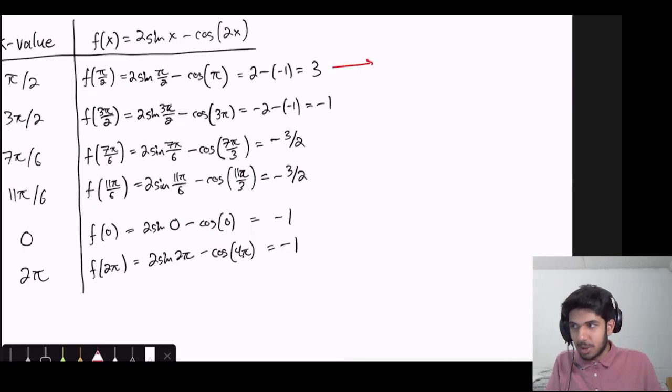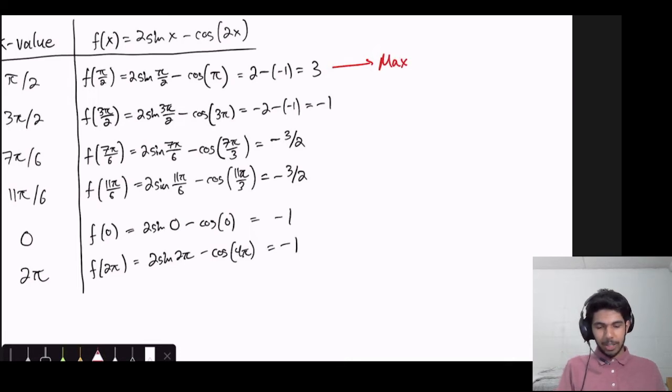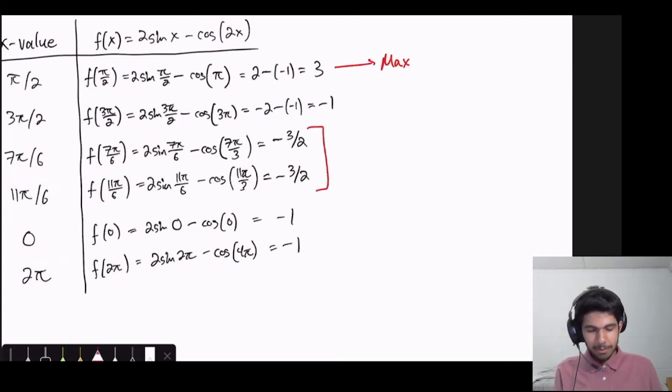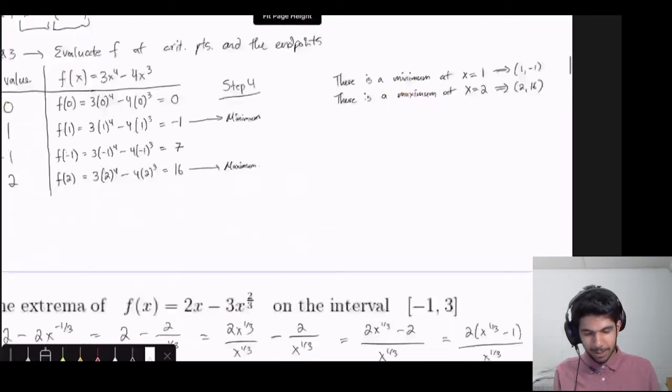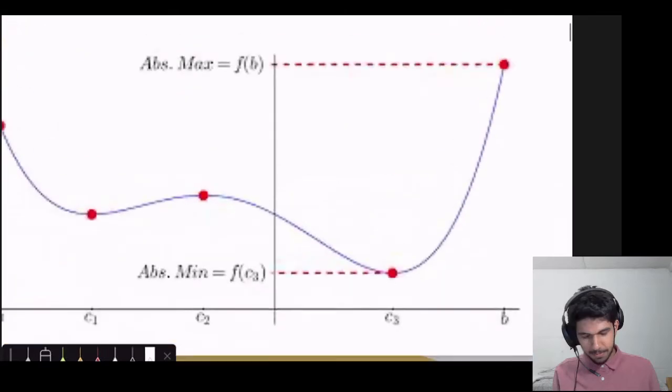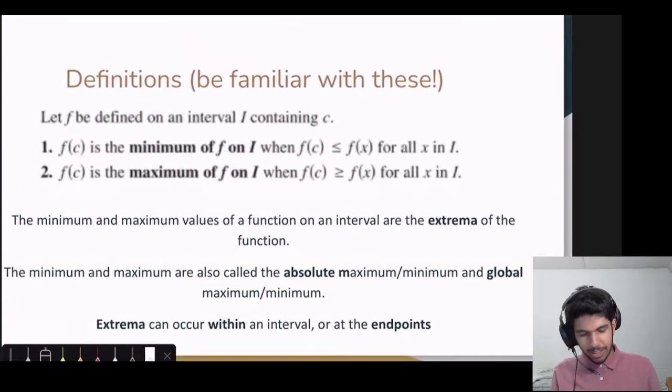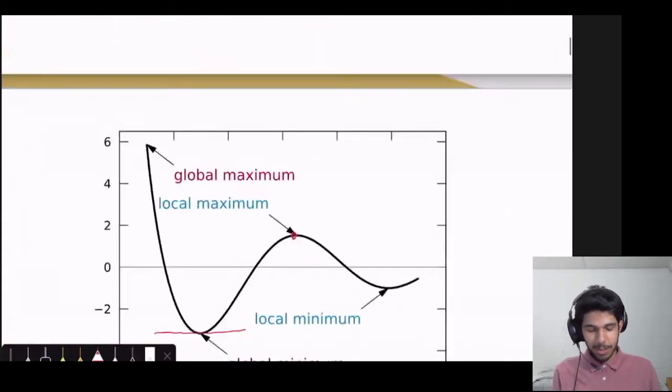It's pretty easy to see that 3 is the largest, so that's a maximum. Now the smallest: we have 3 negative 1s and 2 negative 3 halves. Negative 3 halves is smaller than negative 1, so that means that's the minimum. But which one of these two is the minimum? Well, they're both minimums, because if you think back to our definition of minimum, it's when the function evaluated at that point is less than or equal to all other f of x. So it's fine if it's equal. We can just have another minimum. It's perfectly fine.